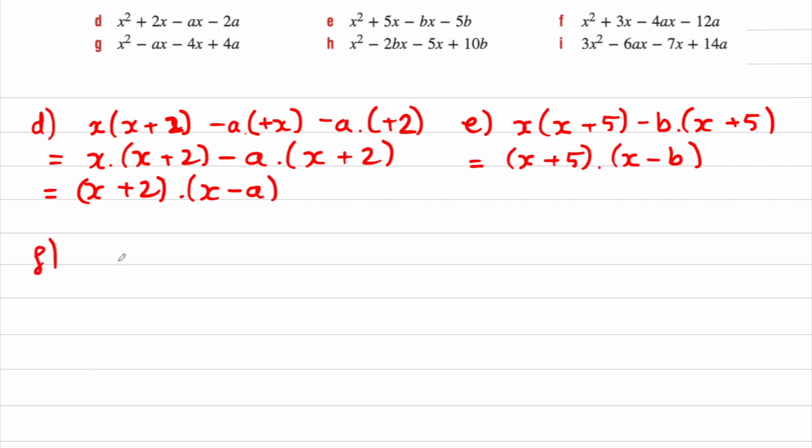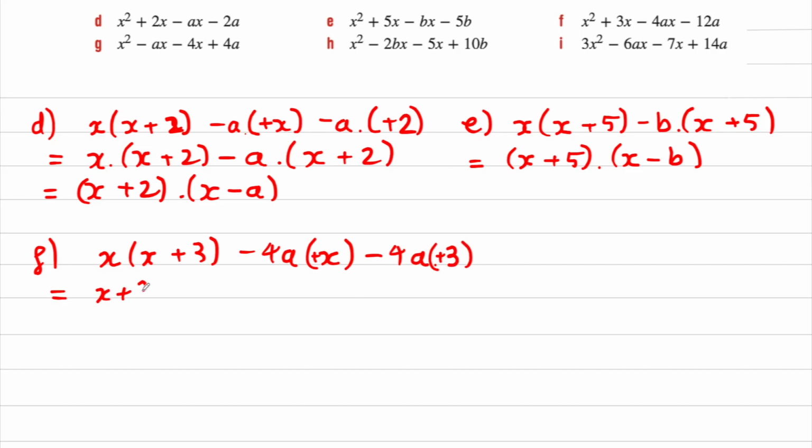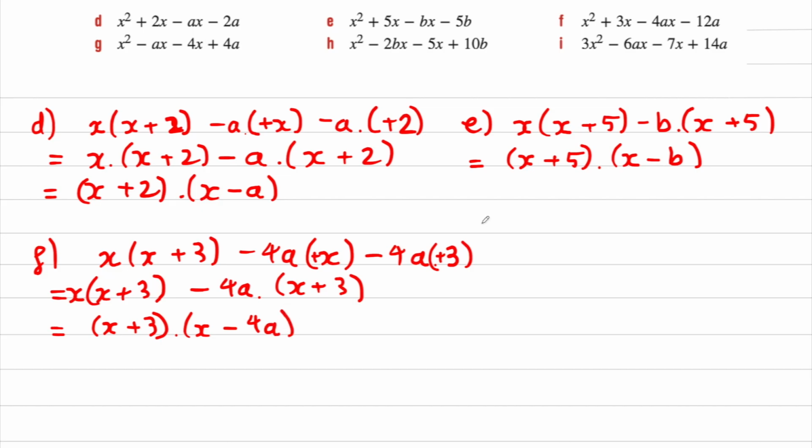Question F, you got x and you got x plus 3, and minus 4a, minus 4a times plus 3 gives minus 12a. You got minus 4a and plus 3 here. x plus 3 will be this one, it is x minus 4a. You got x plus 3, and x plus 3 is the new common factor. x minus 4a will be the second bracket.